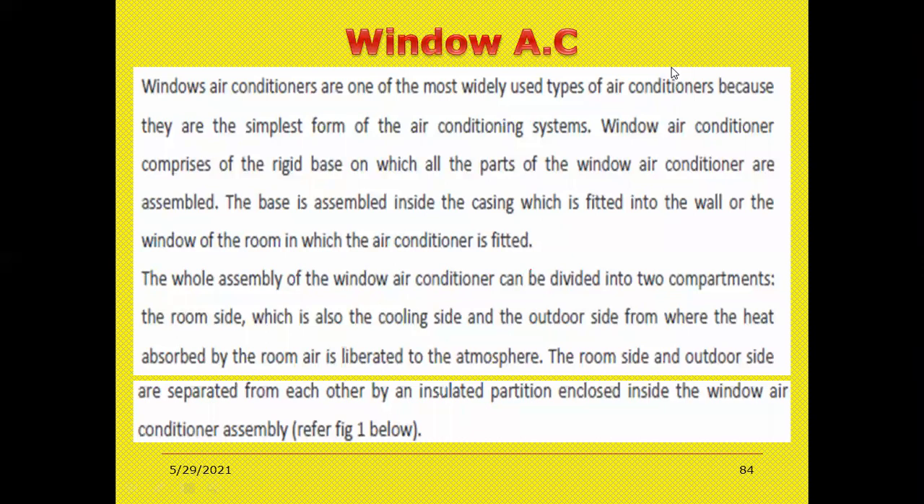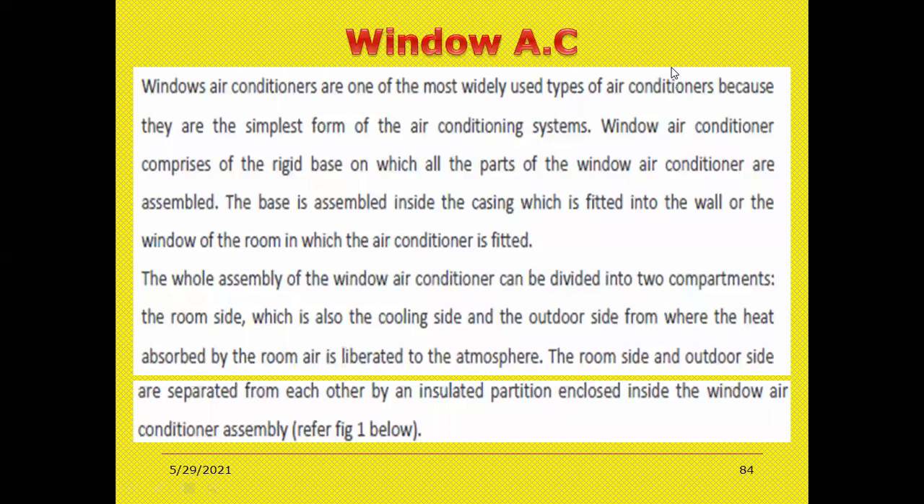If you see the window AC, it is the oldest model of air conditioning system, where the physical setup is completely solid, a single unit box. In olden days, you can see window ACs in government offices, libraries, schools, colleges, residential buildings, apartments. The window AC is fitted to the window, and it is one big component where all the components are installed, right? This type of system is assembled inside the casing which is fitted into the wall or the window of a room in which the air conditioner is fitted.